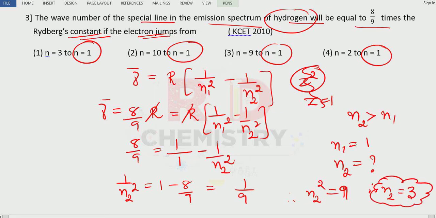So where is that option now? The first option is the answer, right? So here it is the answer. So it will jump from the third shell to the first shell. Clear?